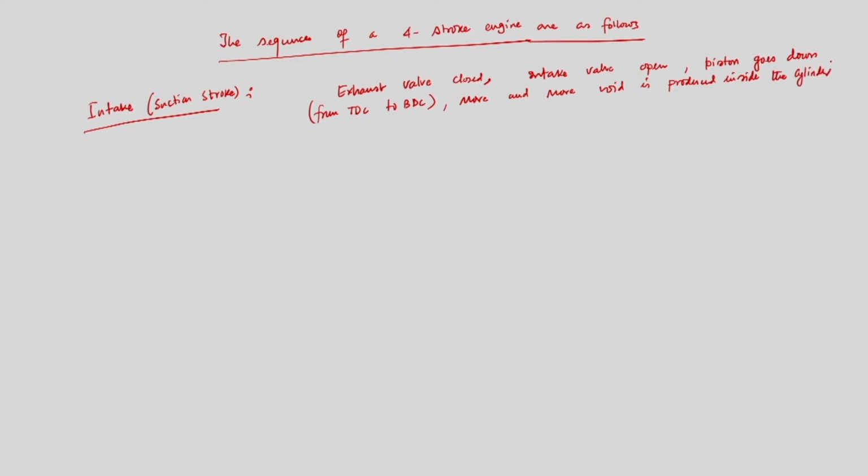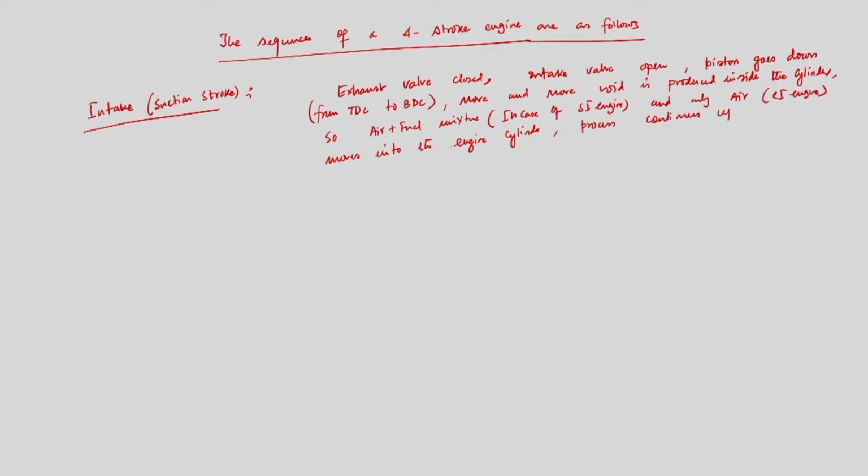Right. So, air and fuel move into the cylinder chamber. So, an air plus fuel mixture in case of an SI engine, and only air for a CI engine, moves into the chamber or engine cylinder, and this process continues up to BDC.